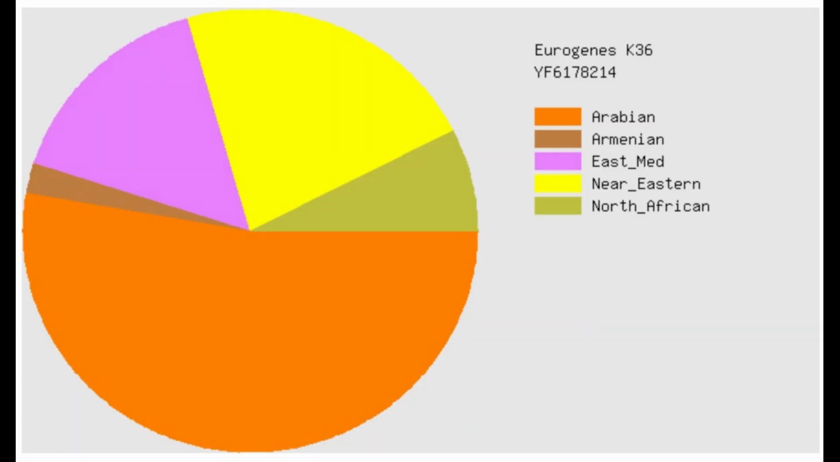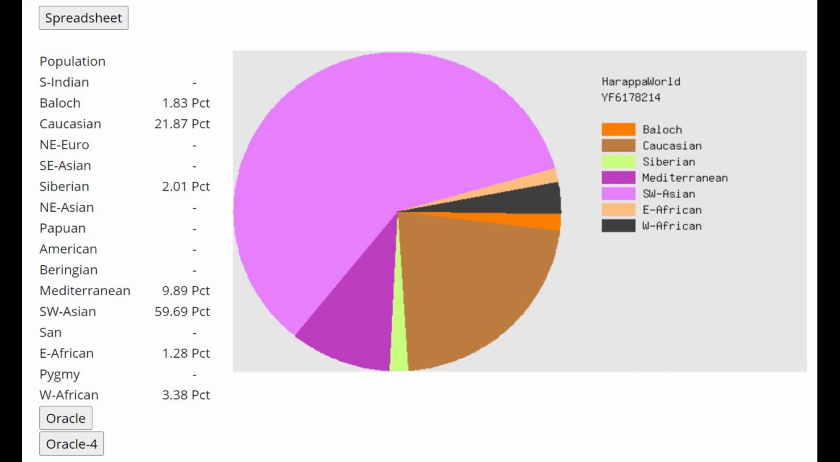With Eurogenes K36, this individual is mostly scoring Arabian, which is once again a component that peaks in peninsular Arabs. There is a little bit of North African here. There is no Sub-Saharan African in this result. Once again, no Sub-Saharan African admixture.